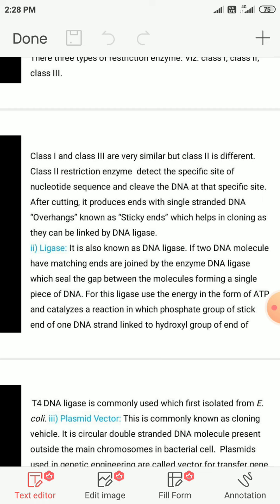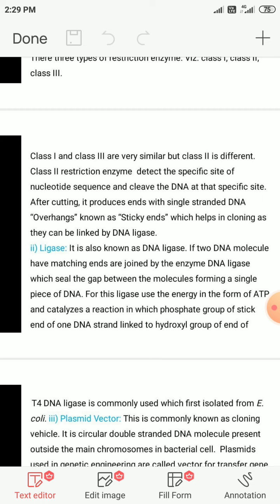When these cut pieces of the DNA nucleotide sequence have been formed, they are directly sealed with the help of a particular enzyme called ligase enzyme, the DNA ligase enzyme, which can directly seal. It means that it sticks both ends of the nucleotide sequence of the DNA.